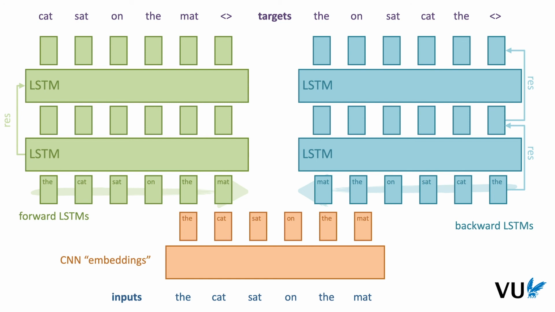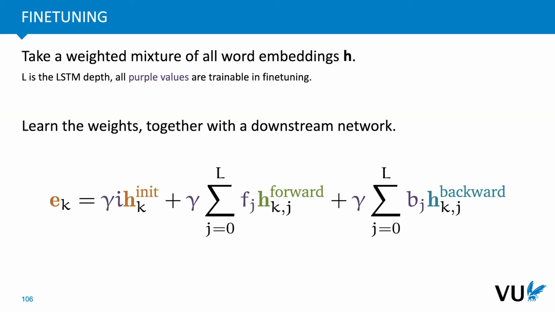How do we then take the resulting model and do fine-tuning? We take a weighted mixture of all the word embeddings produced in this ELMo model. So the ELMo model produces first non-contextual word embeddings, which we've called h_init. For every word k in our sequence, we get a non-contextual word embedding h_k init. And then for every layer in this forward LSTM, we get a contextual word embedding. And for every layer in our backward model, we get a contextual word embedding.